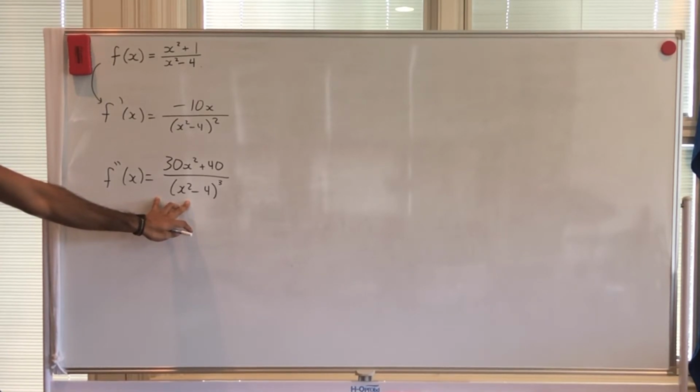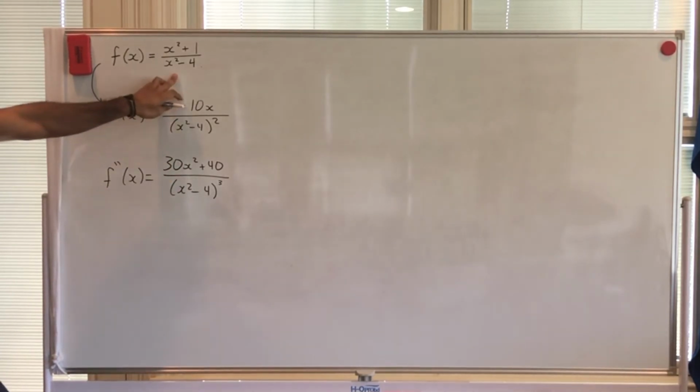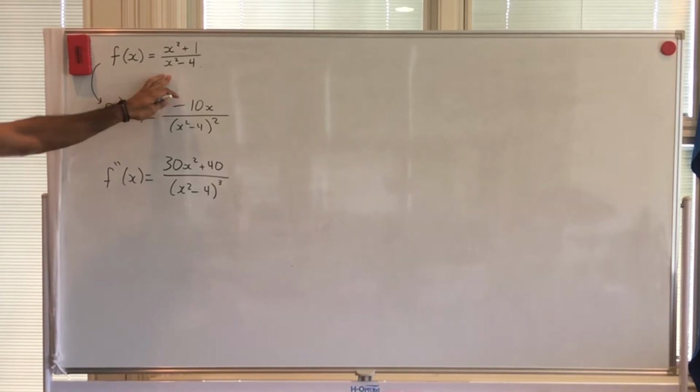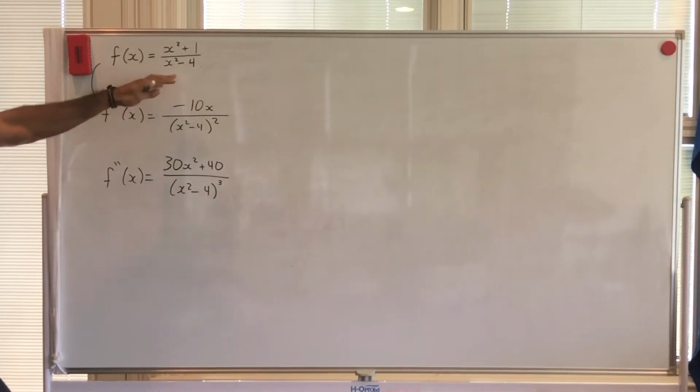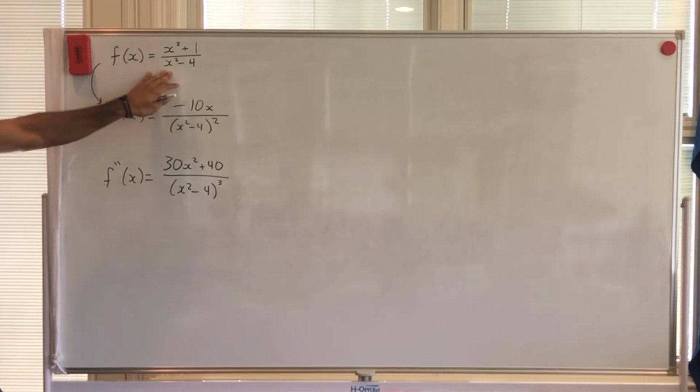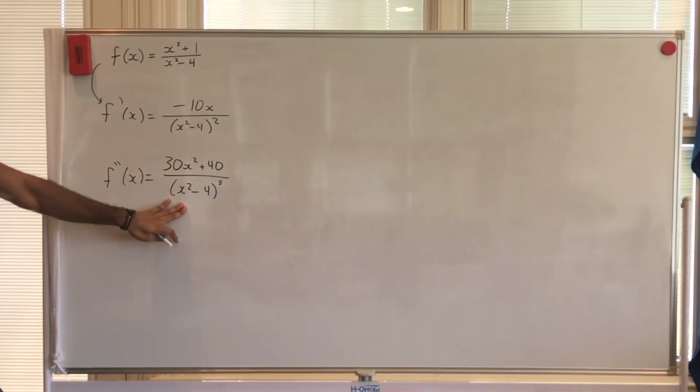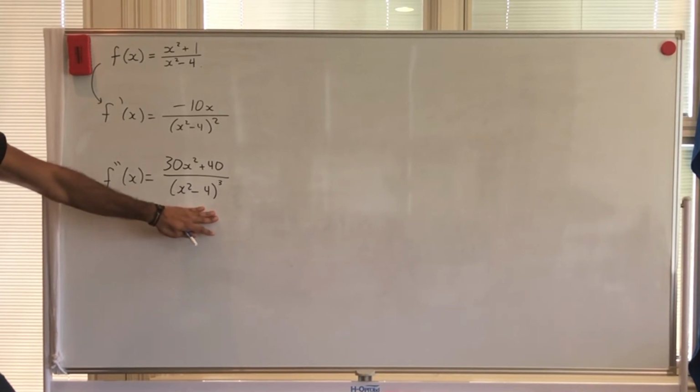No, I have no points of inflection there, because negative 2 and positive 2 aren't even in the domain of the original, so they can't be points on the graph. There's no point on the graph there because the vertical asymptote is there. So I don't need to worry about the undefined case for my second derivative.